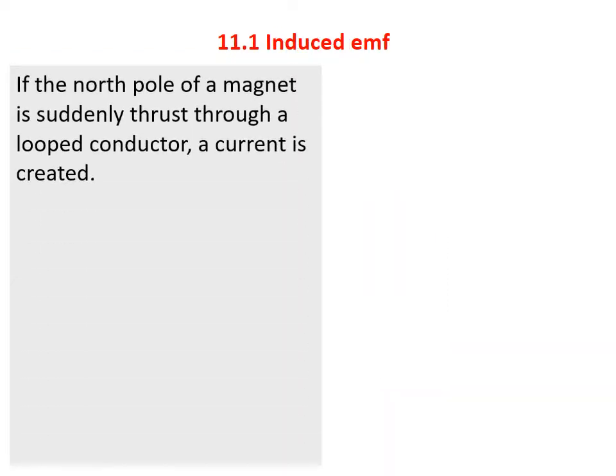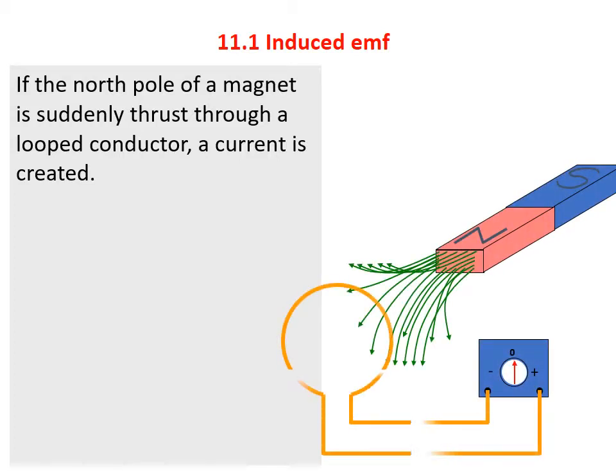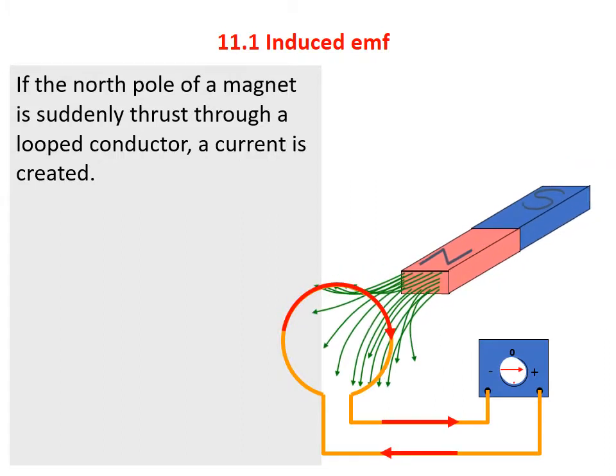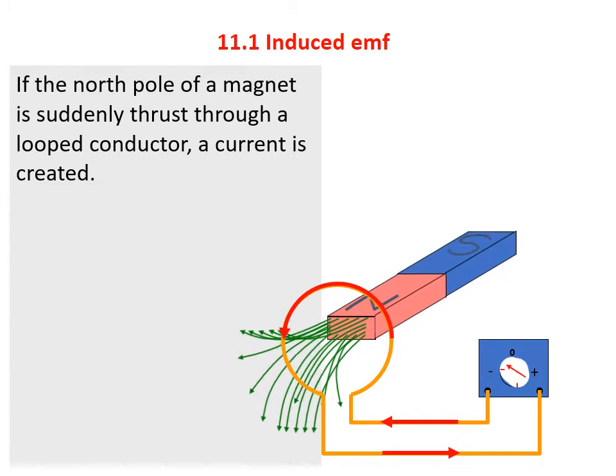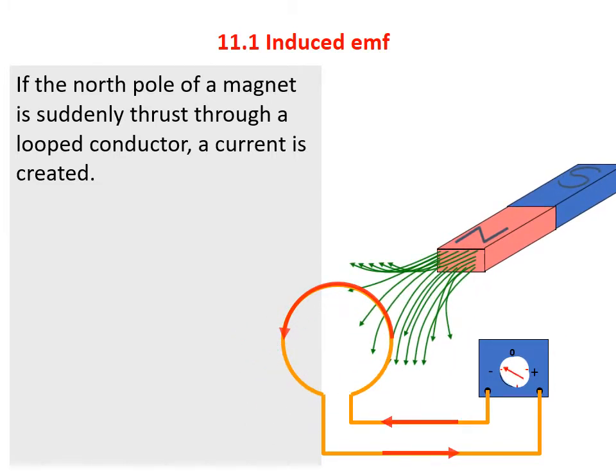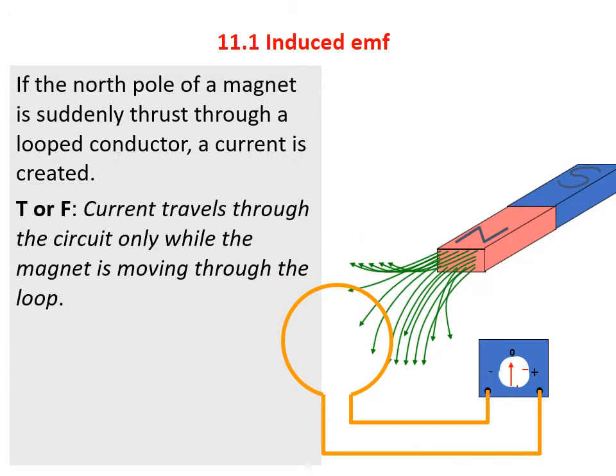Induced EMF. If the north pole of a magnet is suddenly thrust through a looped conductor, a current is created. This is what we'll see with our investigation coming up. So if I had a galvanometer or an ammeter, something that could read the current, galvanometer is better because it has negative direction. You can see that as a magnet is forced through a loop, it generates a current temporarily.